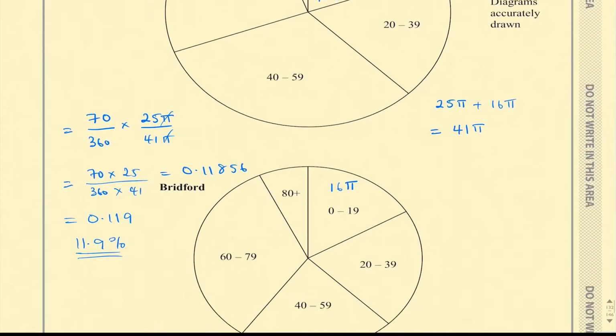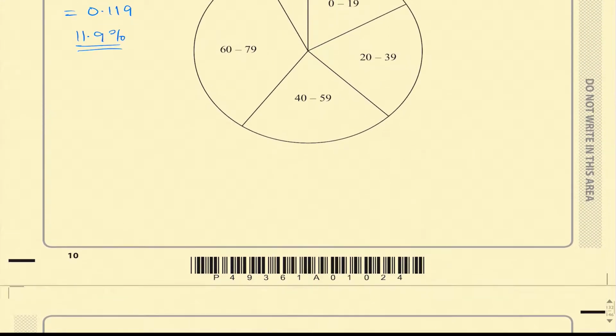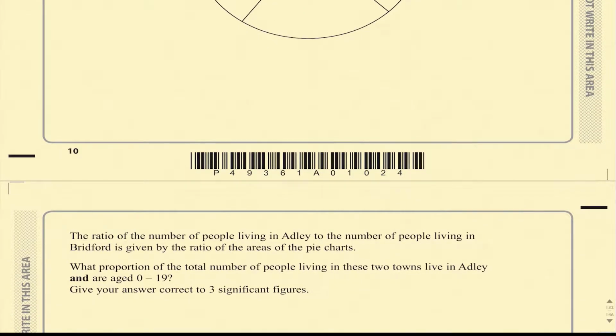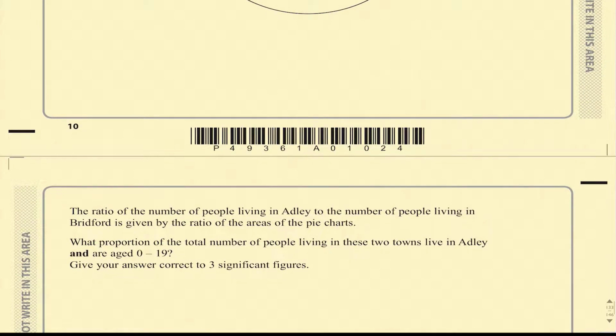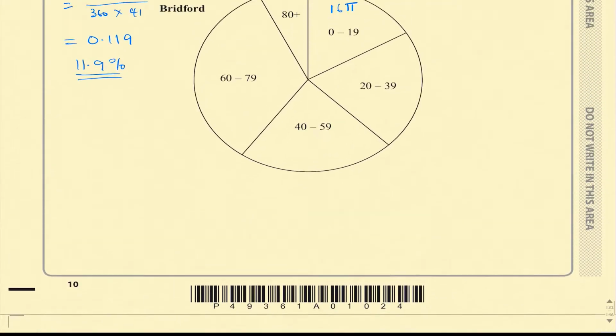And this answer is asking for 3 significant figures. So that would be the portion of the total number of people living in these two towns that live in Adley and are aged 0 to 19.